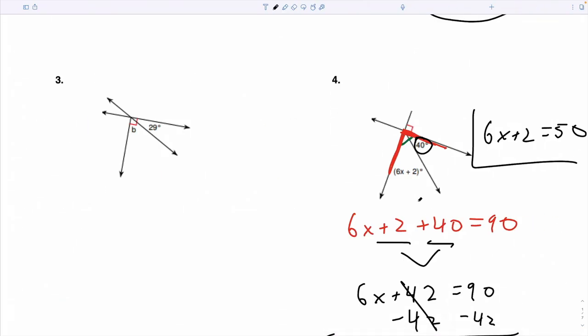Wait, what if you can't make a triangle? Talk to your partner, see if they have the same conclusion.